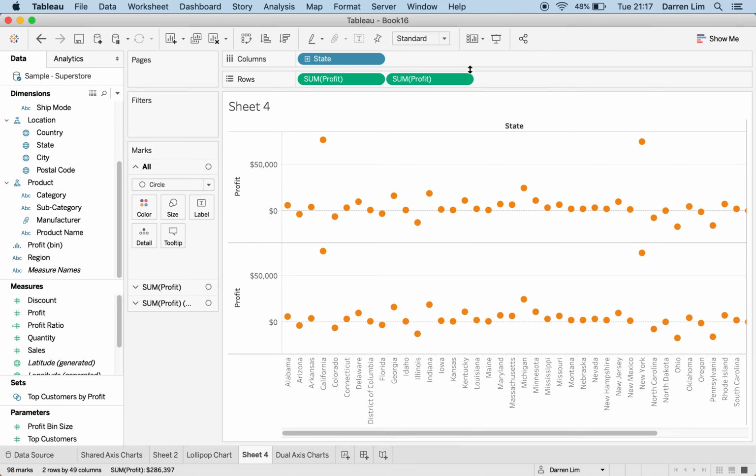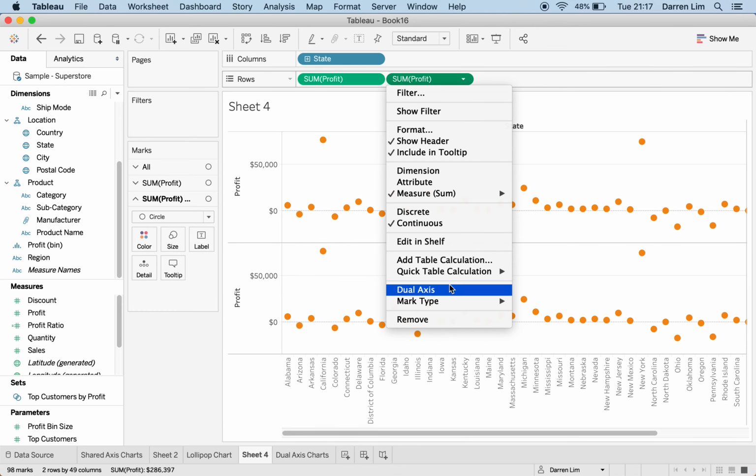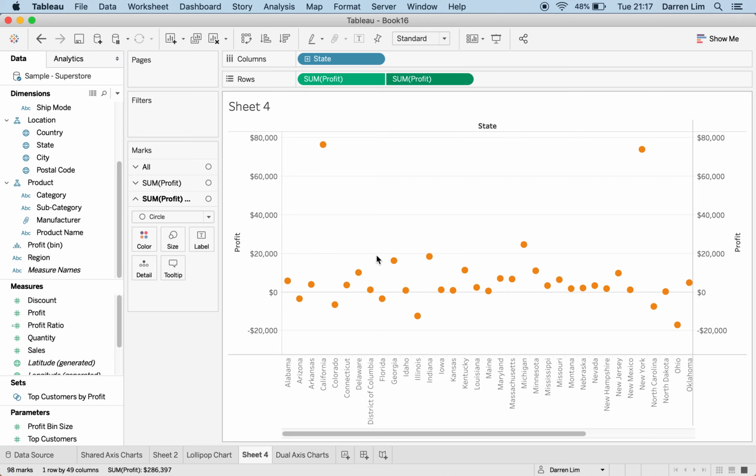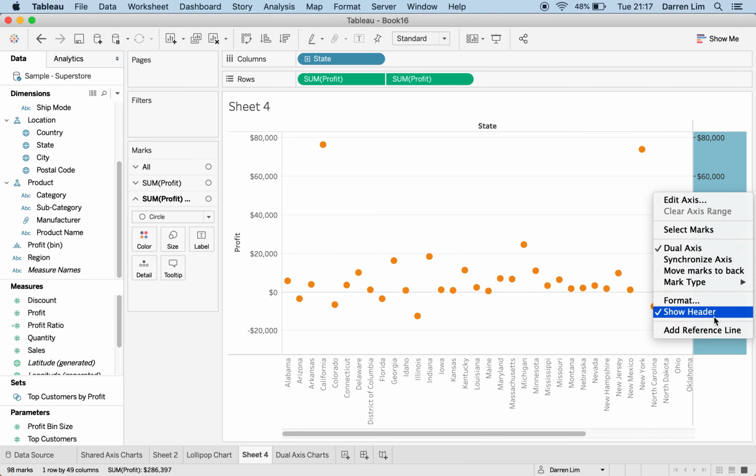Next thing, this is the important part, the secret sauce to making a lollipop chart. You need to click on profit and click on dual axis. What this does is that it forces all the points to be on the same axis. Okay, so now you notice that we have two profit axes that are exactly the same. Since one of them is redundant, we will remove it.